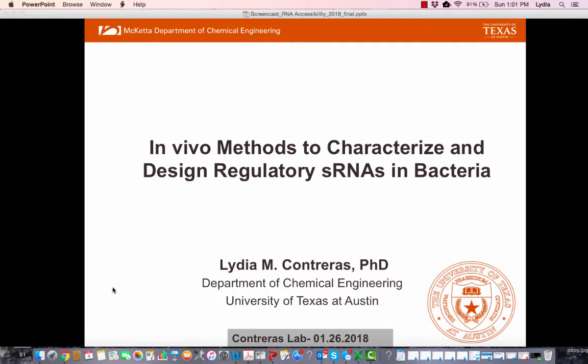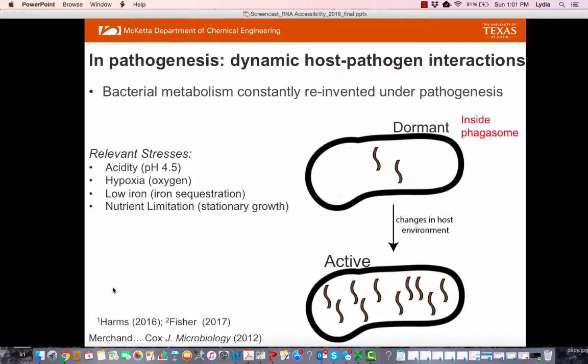One of the areas that our lab works on is on developing in vivo methods for the characterization and design of regulatory RNAs in bacteria. Although we now know that non-coding RNAs perform critical functions in all domains of life, they're particularly important to bacterial pathogenesis.